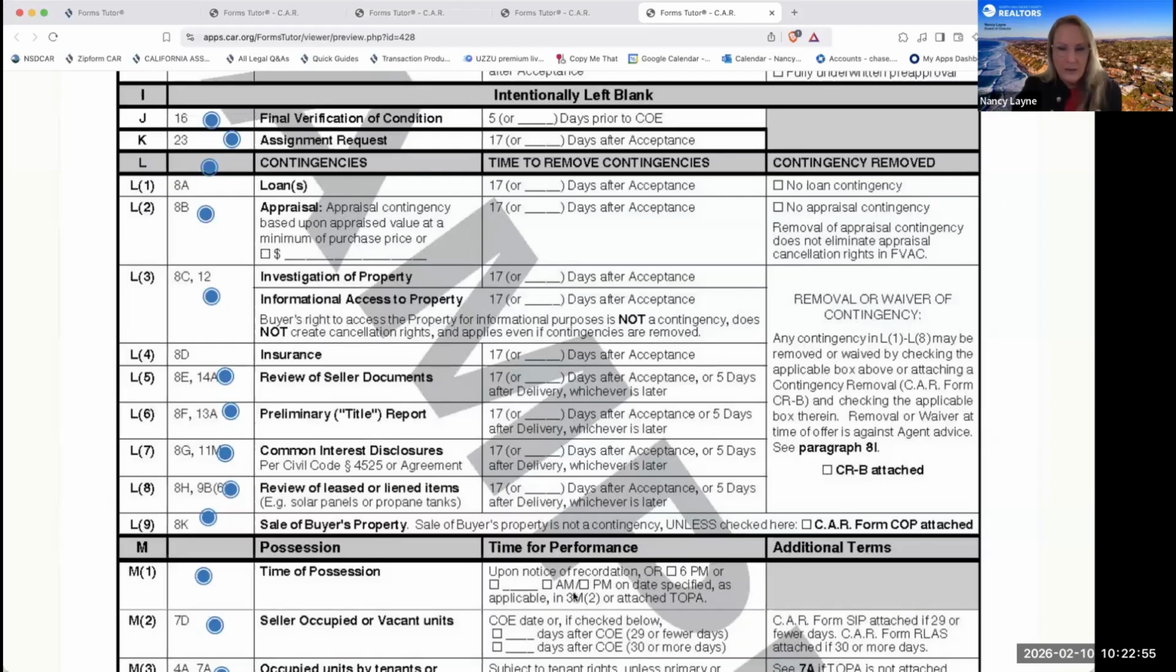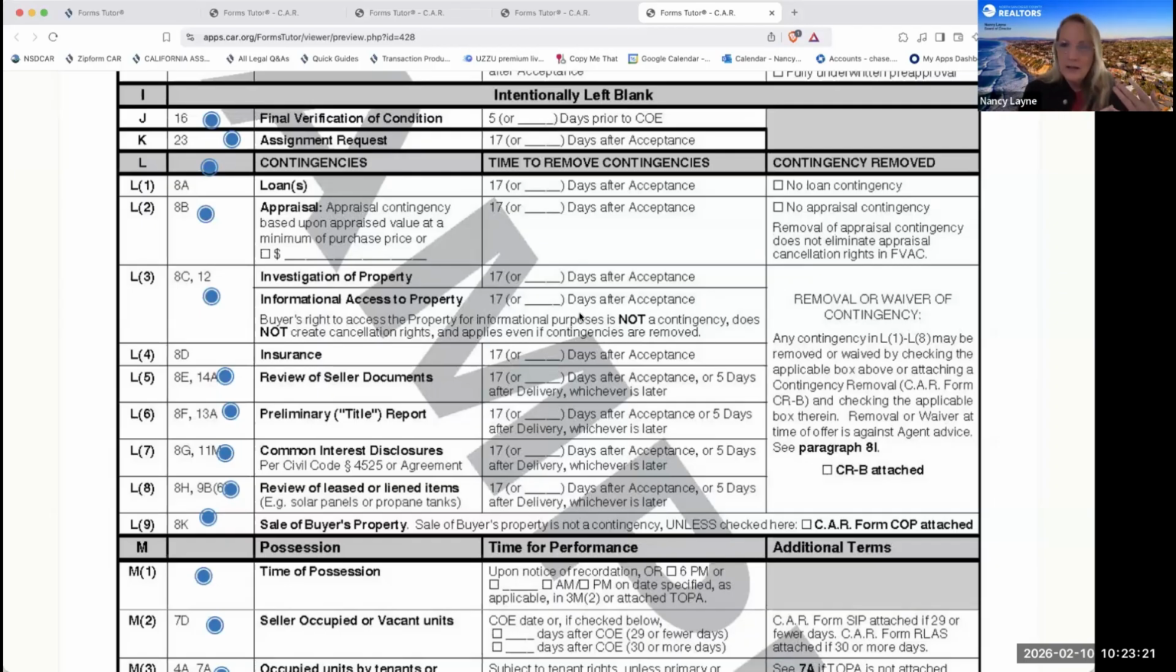Investigation of property is 17 days, and then informational access to property. So again, people kind of don't understand this. You have the ability to have an inspection on that property. You can go through and look at the systems and the electrical and have your physical inspector go in. You can have a roof and all the inspections you want, right?